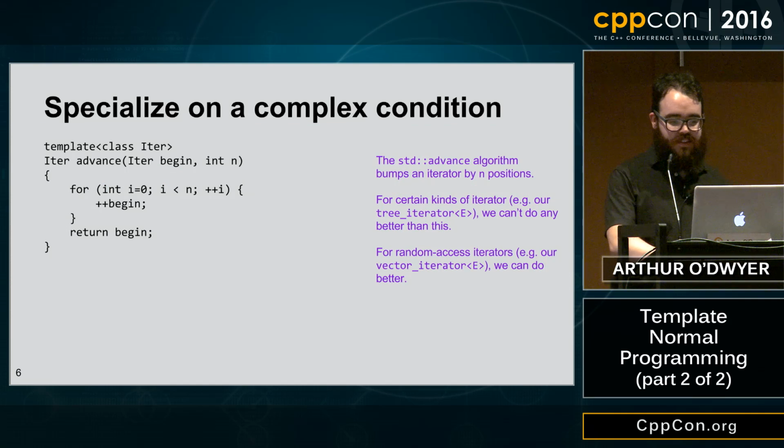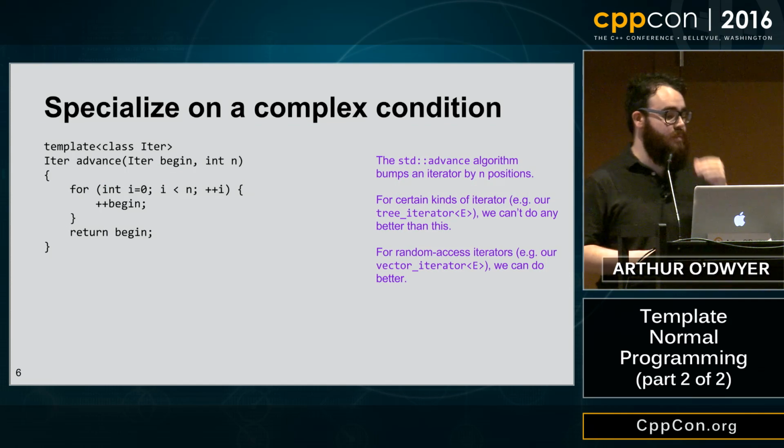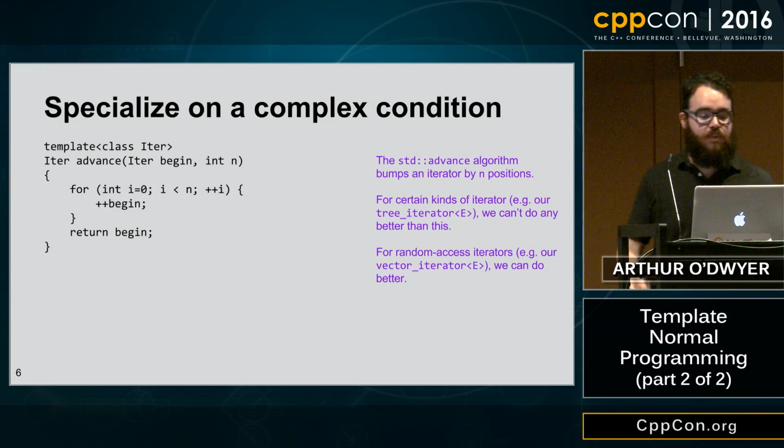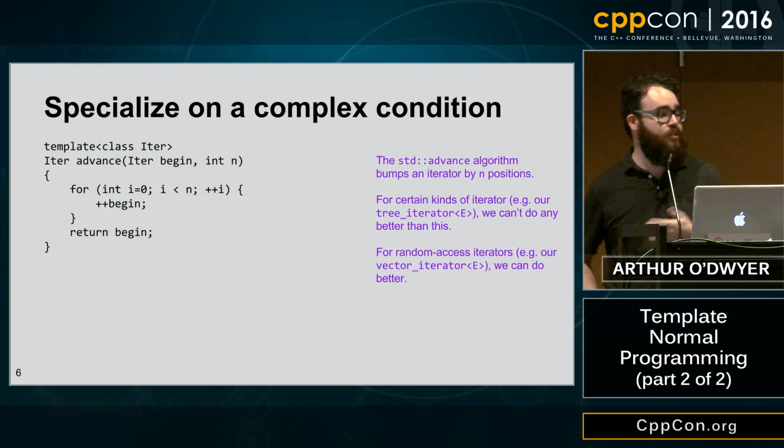All right, so where were we? Right, so we have a standard algorithm called advance that takes an iterator of some type and advances it by n positions, and here's the implementation of it.